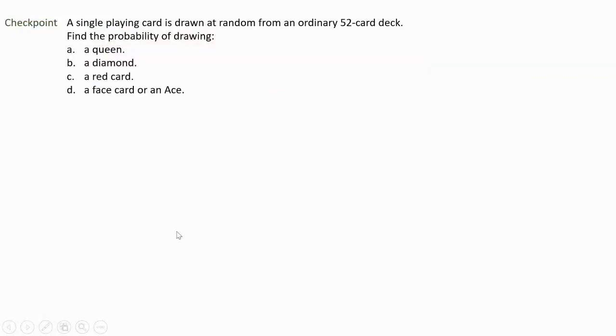Okay, now another checkpoint. A single playing card is drawn at random from an ordinary 52 card deck. Find the probability of drawing a queen, a diamond, a red card, and a face card or an ace.